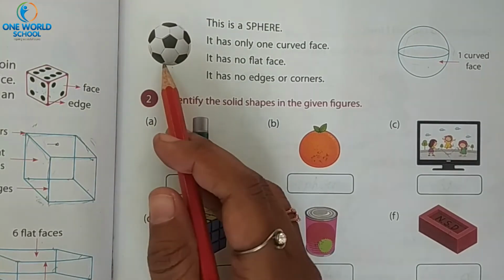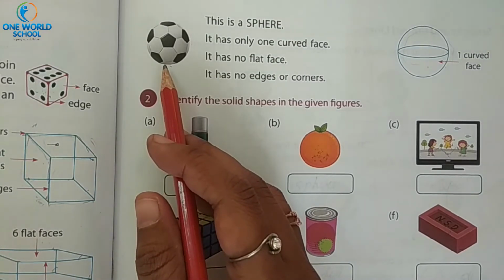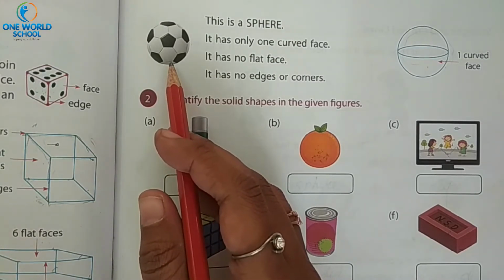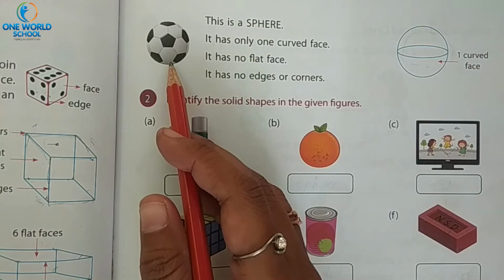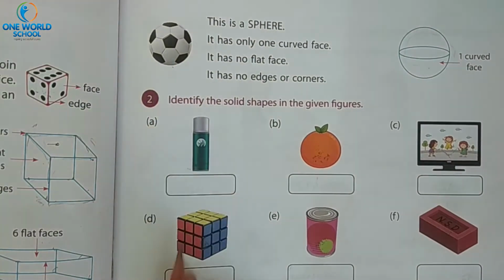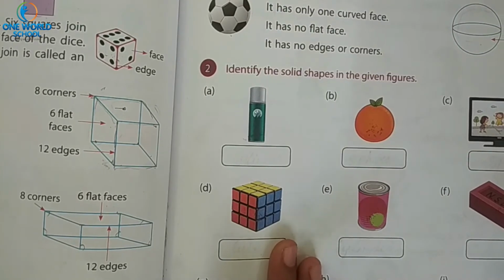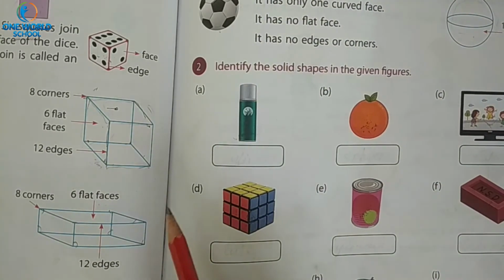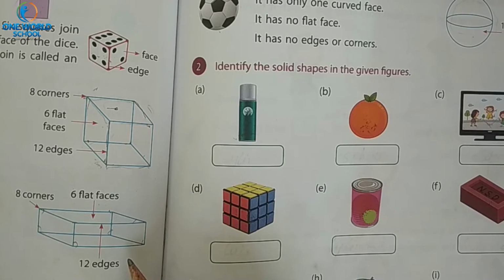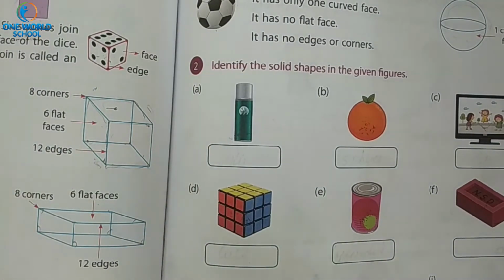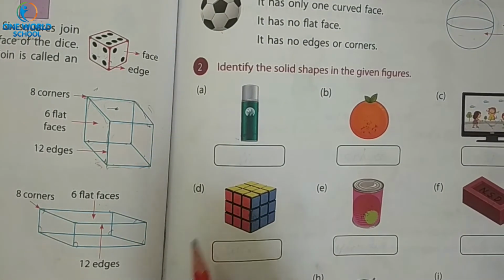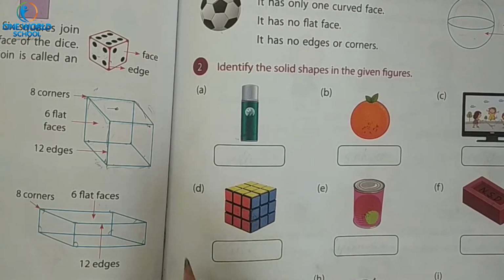So in last class we have learned 7 plane shapes. Yes or no? Yes. And in this class what have we learned? We have learned 5 solid shapes. Which 5 solid shapes? Cube, cuboid, cone, cylinder, sphere.